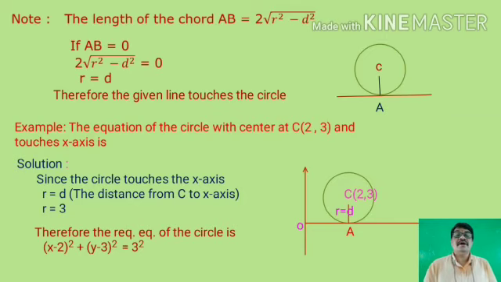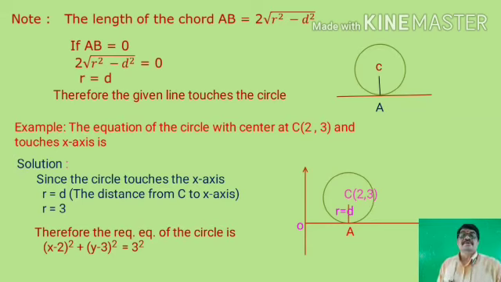Therefore the required equation of the circle, we know the center-radius formula: x minus x1 whole square plus y minus y1 whole square is equal to r square. Now we write the equation of the required circle. Here (x1, y1) is (2, 3) and radius r is equal to 3. The required equation of the circle is x minus 2 whole square plus y minus 3 whole square is equal to 3 square.